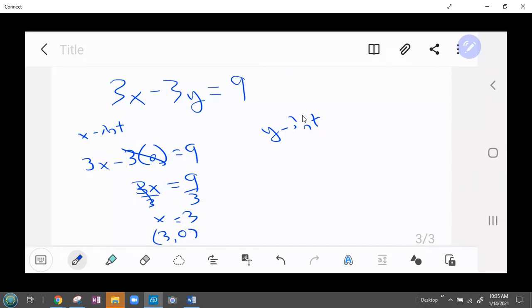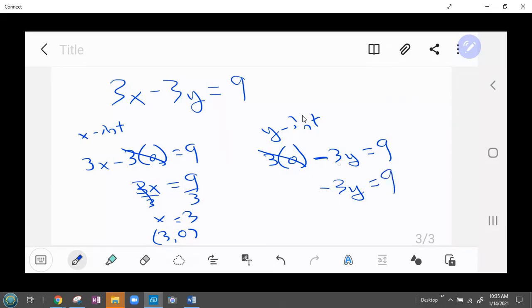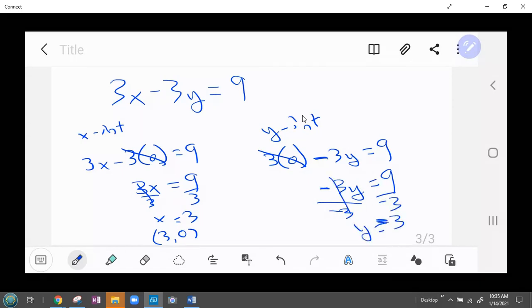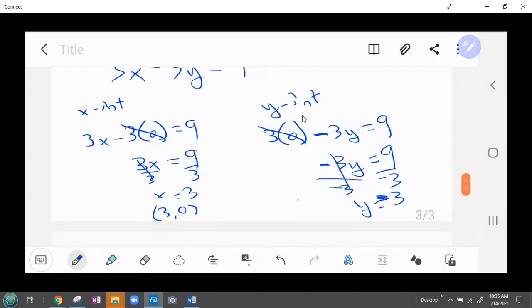For my y-intercept, I got to plug in 0 for x. So there we have it. I cancel that out. Careful, I got to bring down that minus sign, because 0 minus 3y is -3y. And then divide by -3, divide by -3. y equals negative 3. And as a coordinate pair, that's going to be (0, -3).